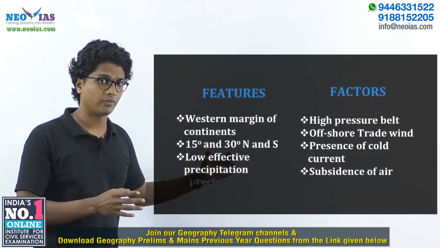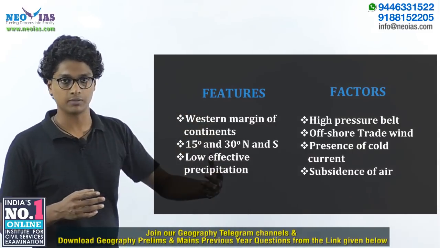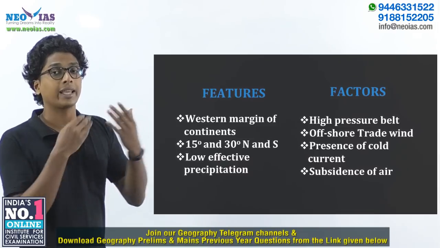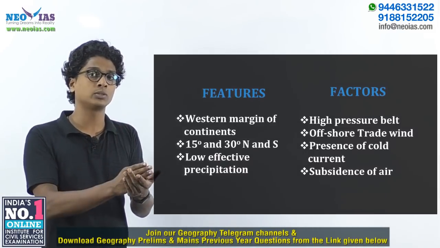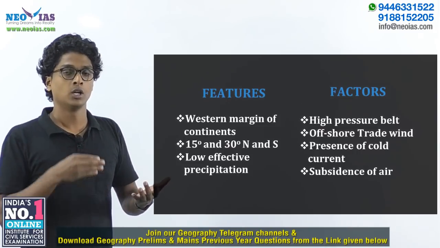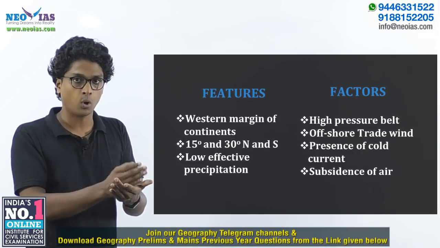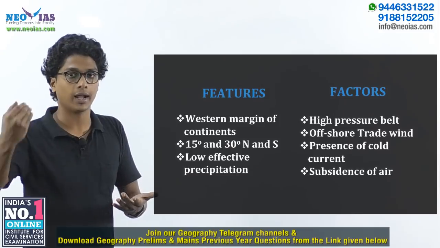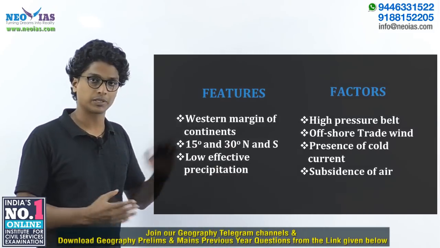Suppose the same amount of rainfall is falling in some other region, at a colder place. That same amount of rainfall would be able to sustain vegetation in that colder region. So because the temperature in major hot deserts is very high, they have low effective precipitation.